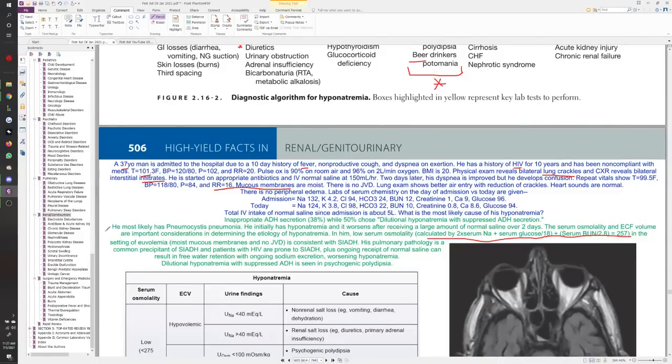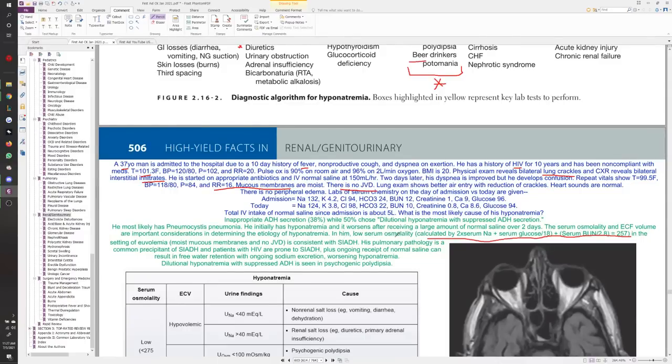The serum osmolality and ECF volume are important considerations in determining the etiology of hyponatremia. In him, low serum osmolality, which we can calculate by all this, but really just figure out logically that if his glucose is normal and BUN is normal, then his osmolality must be hypotonic. In the setting of euvolemia, because he has moist mucous membranes and no JVD. JVD occurs when you have a lot of volume retention, everything backs up in the right heart. Mucous membranes become really dry if you're hypovolemic. They're ruling out everything. It's consistent with SIADH.